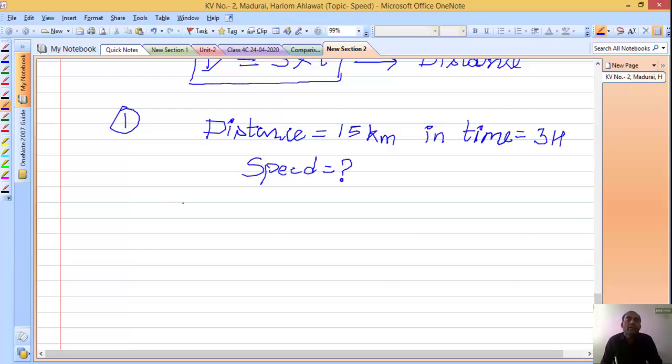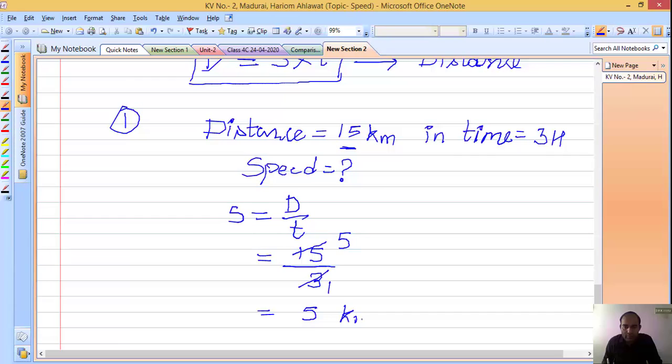Okay, so you know the formula of speed. Speed equals distance upon time. What is the distance? 15 kilometer. What is the time? 3 hours. Both can be divided by 3. 3 ones are 3. 3 fives are 15. So 5.